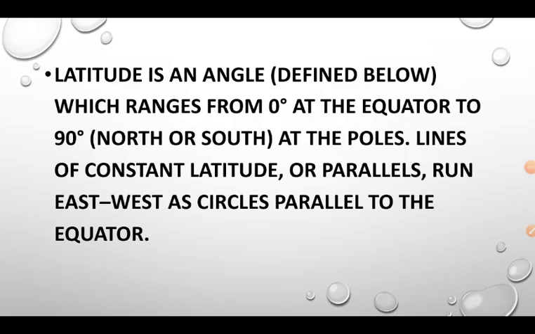Now, what is latitude? Latitude is an angle which ranges from 0 at the equator to 90 north or south at the poles. Lines of constant latitude, or parallels, run east-west as circles parallel to the equator. Now these are parallel lines which cannot meet at a single point. This is called a parallel line.